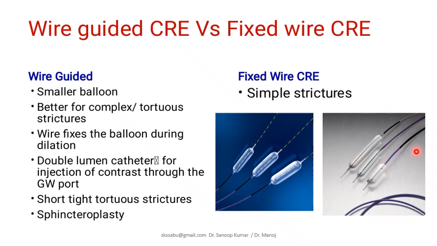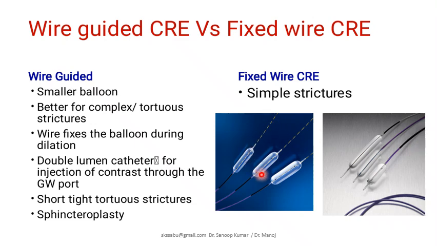While in a fixed wire CRE, the guide wire will not be passing across the balloon. So the fixed guide wire CRE balloon can be used for simple strictures like an esophageal stricture where it's not complex. We just want to introduce the balloon inside and dilate it.